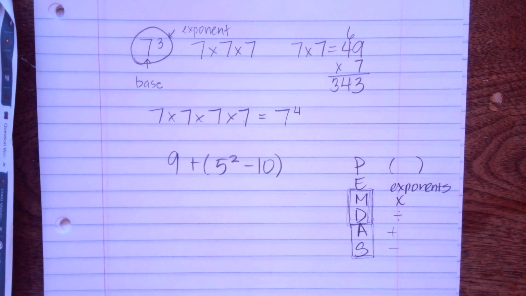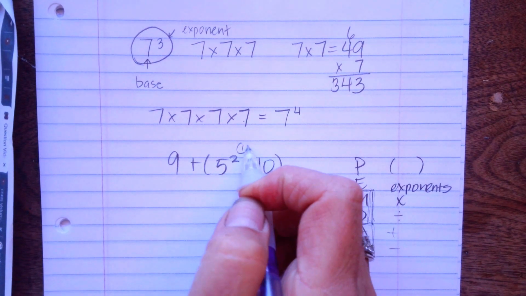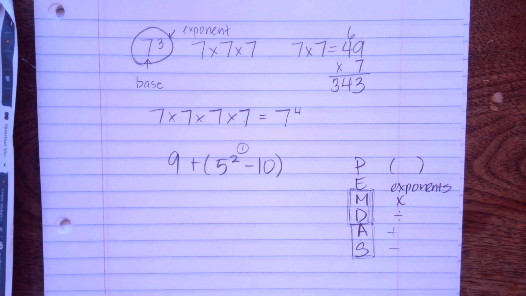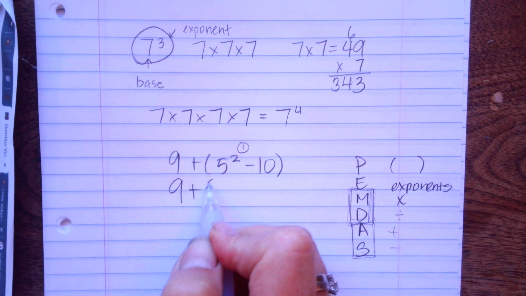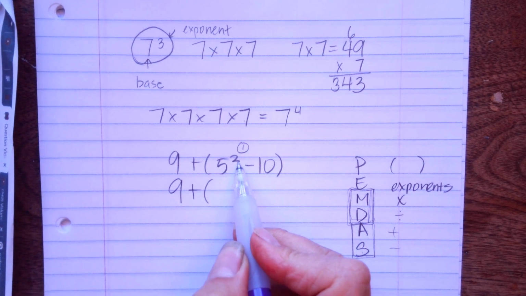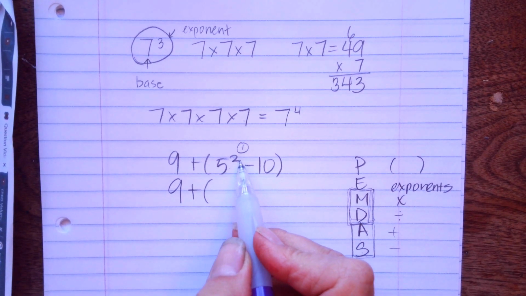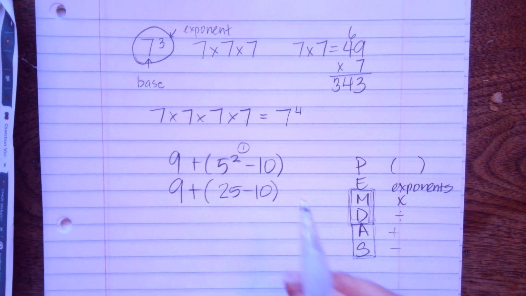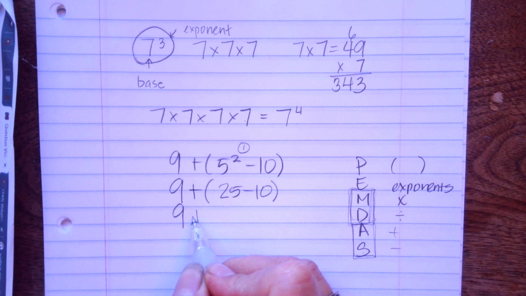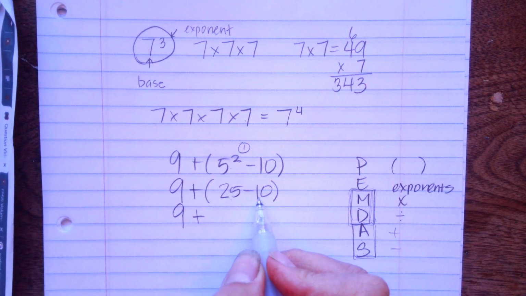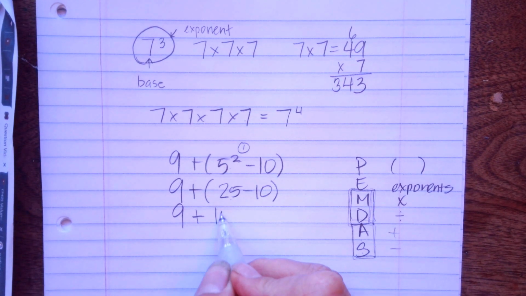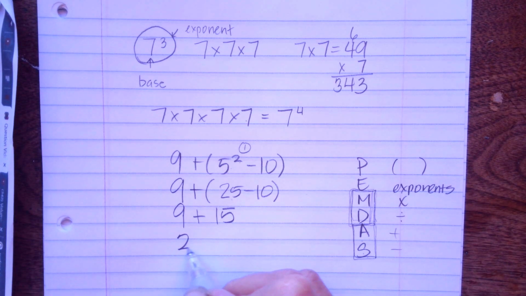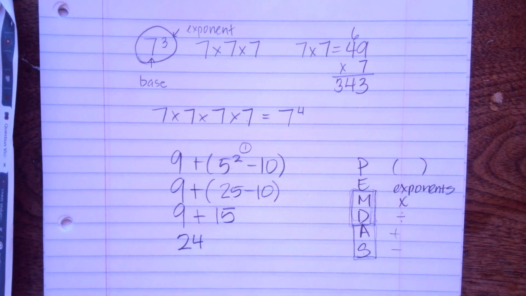So this is what we're going to do. We're going to first solve within the parentheses. So this goes number 1. And so we're going to do 9 plus, what is 5 squared, or 5 to the second power? It's 25 minus 10. And then you go to the next line, and now you simplify this. 25 minus 10 is 15. And then you simplify the 9 plus 15.